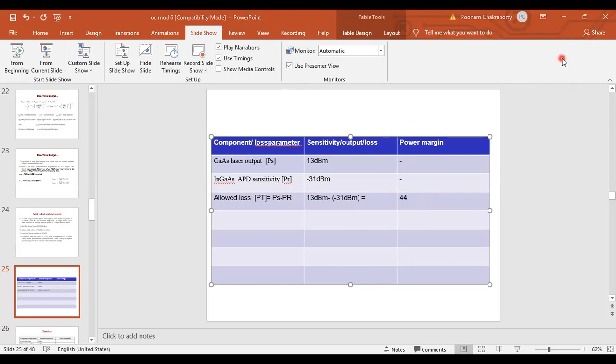Now tell me the unit. What will this be? Should I write dB or dBm? That is what I am expecting. Tell me. What will I write, dBm or dB? Don't think that madam does not know. It will be in dBm. Huh? It will be in dBm. Why?